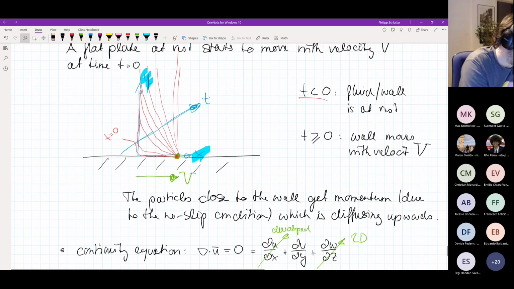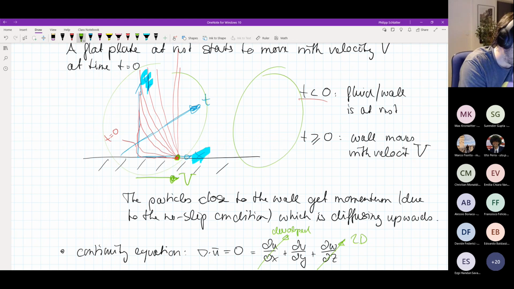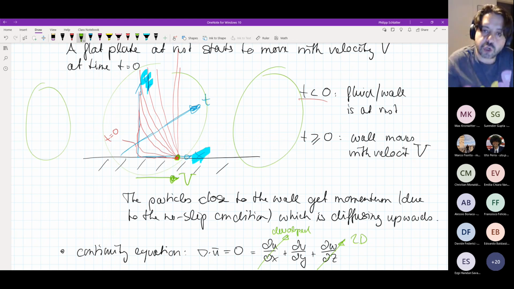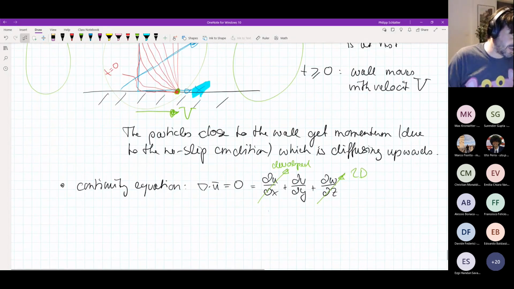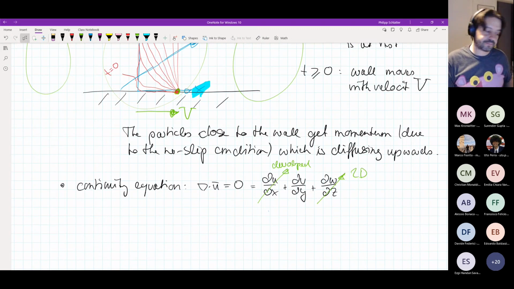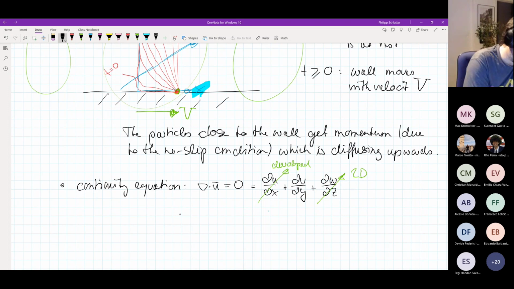Fully developed means that this situation is the same also here and here. It's an infinitely long plate, and I move the whole plate at once. There's no beginning, there's no end, there's no difference between this point and that point. For the continuity equation, it just means that d/dx of the velocity is 0. That means the only thing that is left is dv/dy is 0.